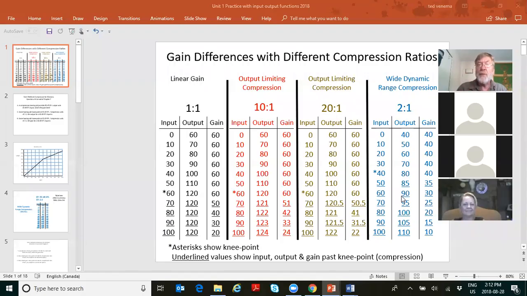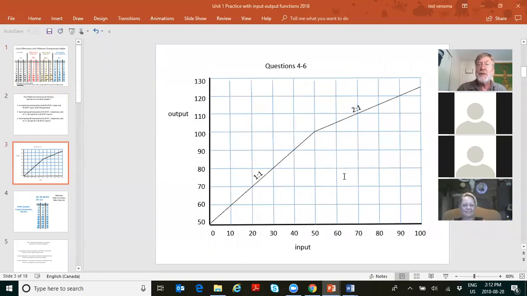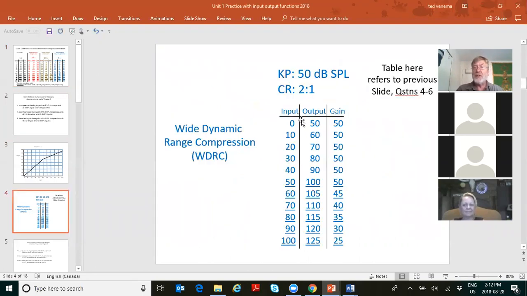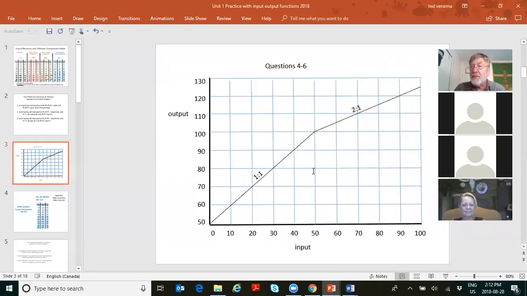WDRC compression. And that is exactly what this blue is showing you here, and what the next picture is showing you here. This is a typical type of compression for mild to moderate hearing loss. A weak degree of compression used. And look at the picture I'm drawing you here. This is a table made from this.